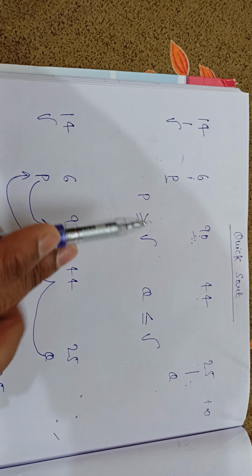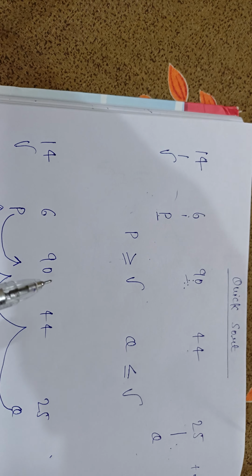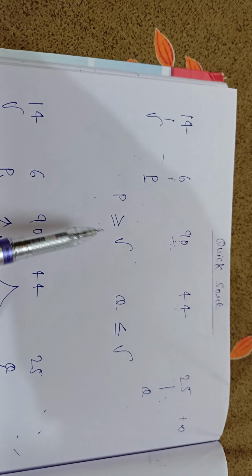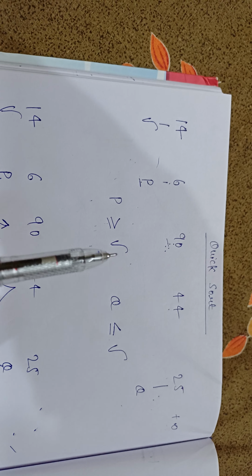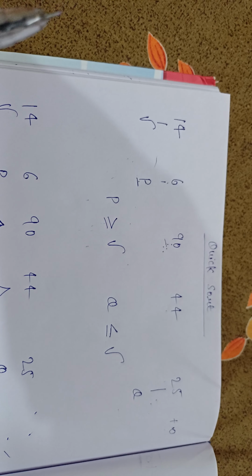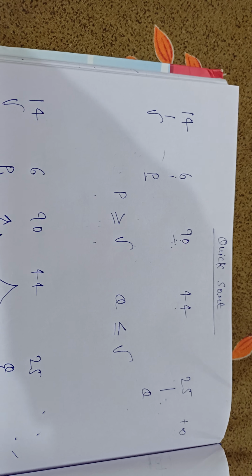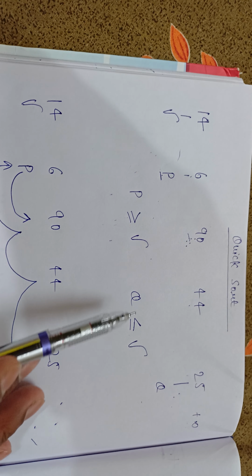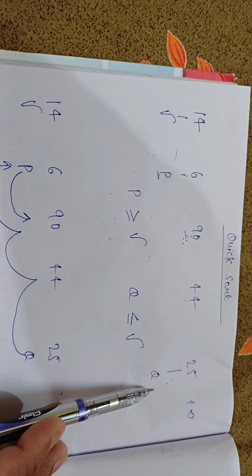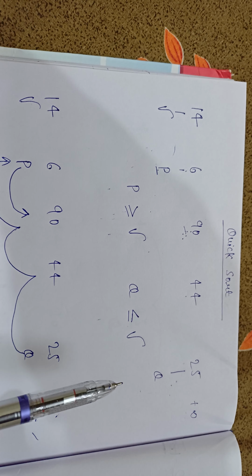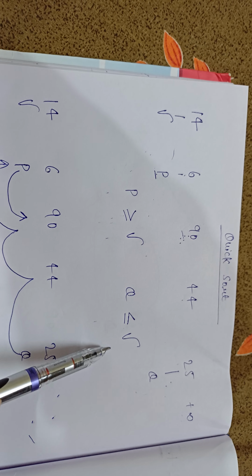While moving, the p pointer will search for an element. Listen clearly, p will search for an element which is greater than or equal to your pivot element. And p and pivot are different, for your information. And q will search for an element which is less than or equal to your pivot element.